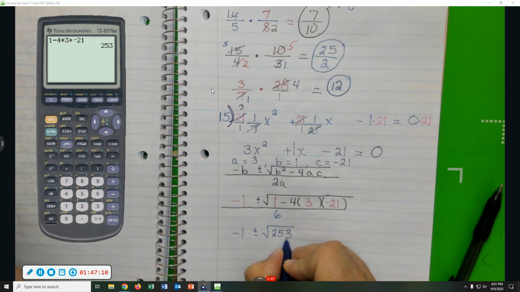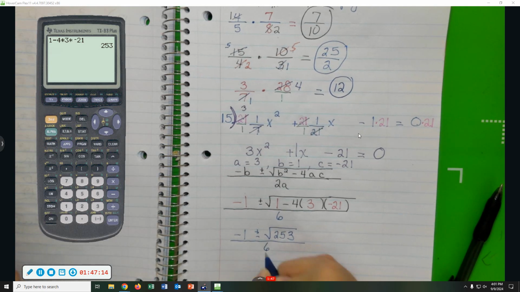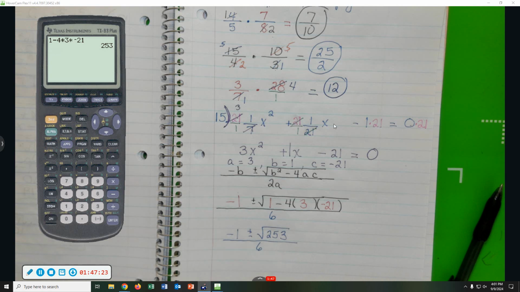253. I mean 253. I know one thing. Are we going to have an i in our answer? No, there's no negative under the square root. If it had been a negative 253, then yeah, you'd have an i. 253, I don't think we can reduce it. It's not a perfect square. I'm confident of that.